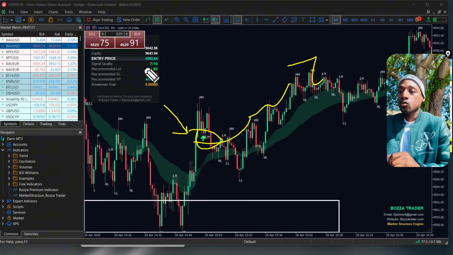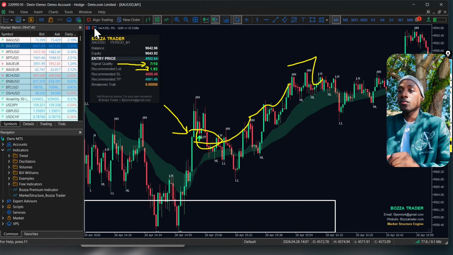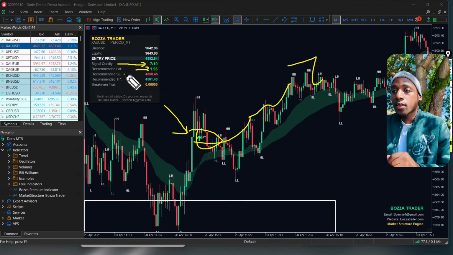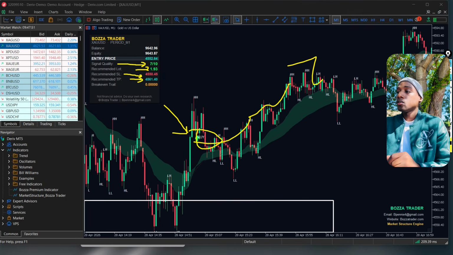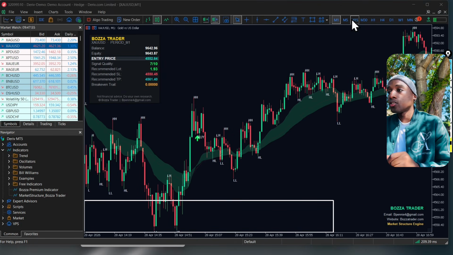We also have what we call a signal quality. It will show you whether the signal is better or not. Then we have the recommended lot size based on the account that you have. We can remove this. You have your recommended SL, your recommended TP, and now you can use those features so that you lock in profit and you don't risk too much.